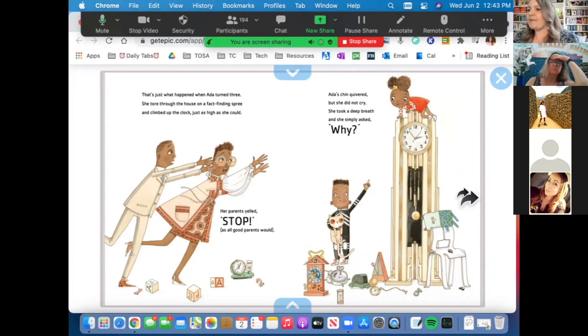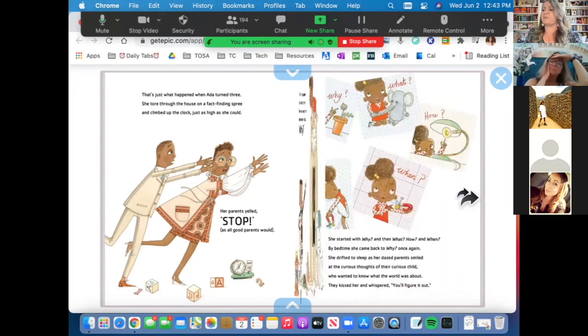That's just what happened when Ada turned 3. She tore through the house on a fact-finding spree and climbed up the clock just as high as she could. Her parents yelled stop, as all good parents would. Ada's chin quivered, but she did not cry. She took a deep breath and she simply asked why.